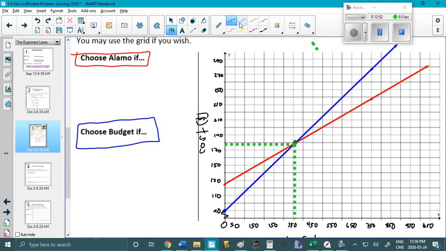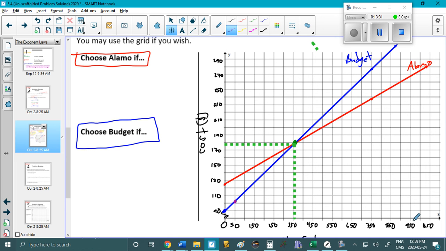I'm going to ask you a few questions, and I would do this in class, and I encourage you to try to answer them. So remember, Alamo is red, and budget is blue. If you were going 50 kilometers, would you choose budget or Alamo? 50 kilometers is right here. Go up to the lines. Which line do you get to first? You get to the blue line first, which is budget, so budget's cheaper. What if you're going 150? Still blue, or budget. 300, still blue, or budget.